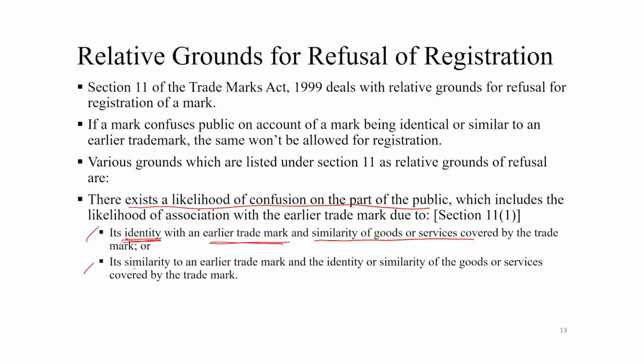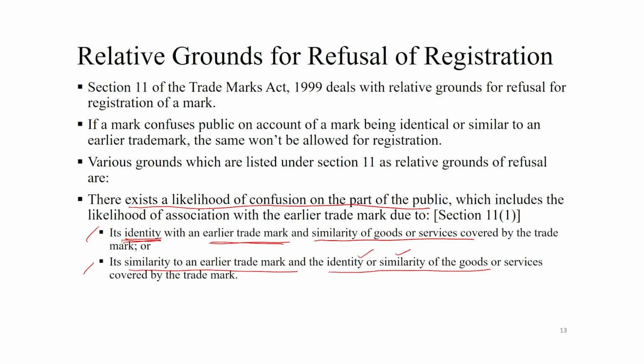Second, similarity to an earlier trademark and identity or similarity of the goods. My mark is not identical to your mark, it is similar to your mark. Identical means exact copy. If my mark is identical to your mark, my mark will not be registered even if the goods are not identical but only similar. So, identical mark for similar goods not allowed. Similar marks for identical goods or similar goods not allowed.